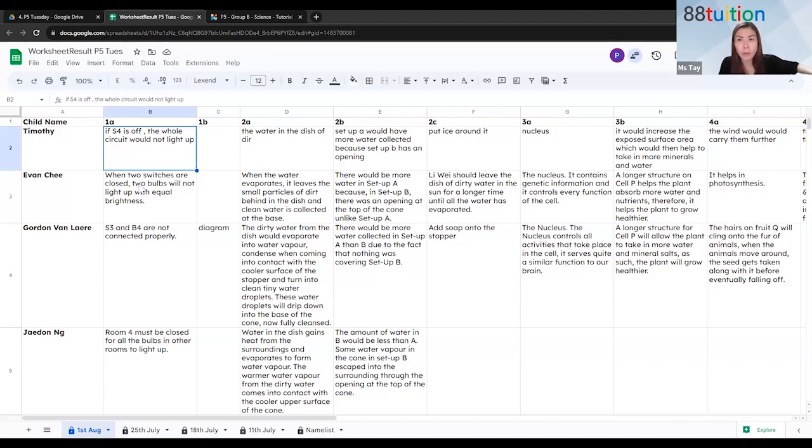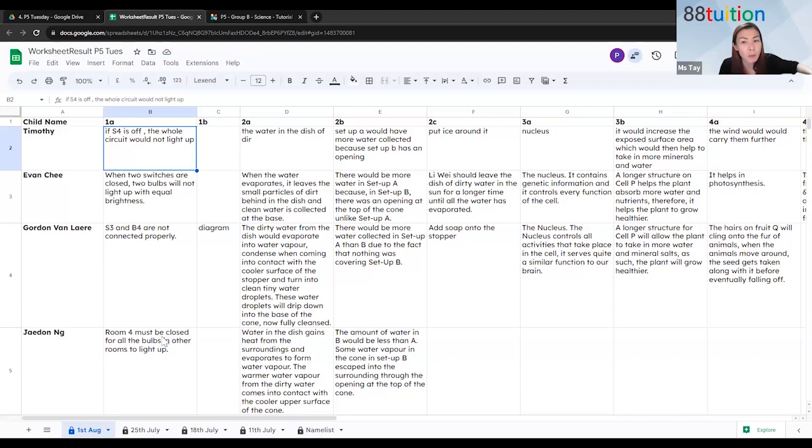Okay, so S3 and B4 are not connected properly. Gordon, I'm not understanding you here. What do you mean by they are not connected properly? All right. Room 4 must be closed. It's not that room 4 must be closed. The switch in room 4, you're trying to say that, right? Jaden? Where are you, Jaden? Yes, Jaden, you're here. You understand what I'm saying now, Jaden?